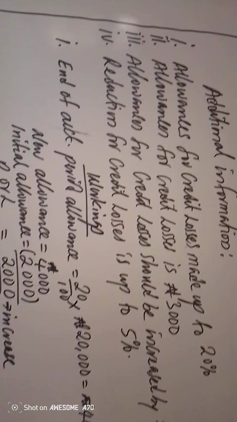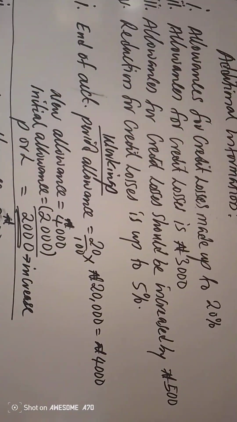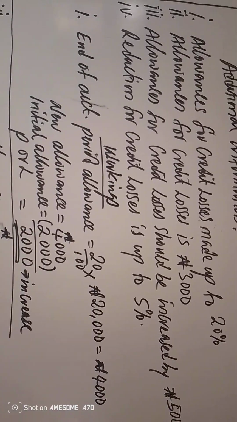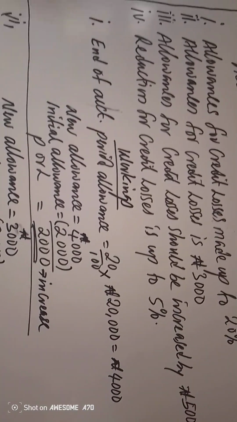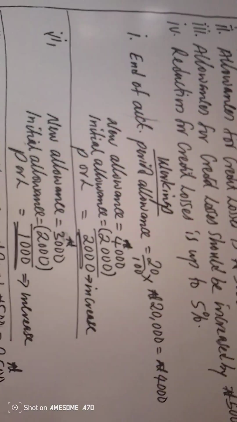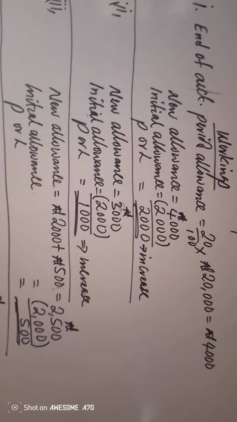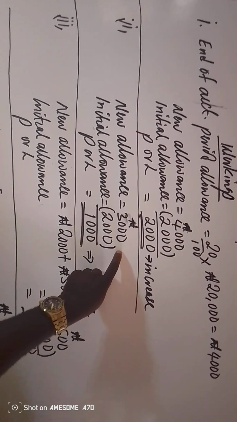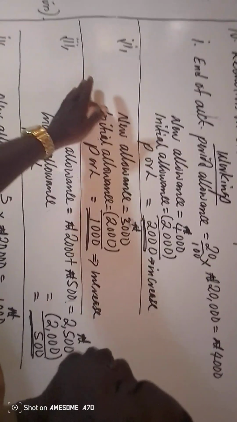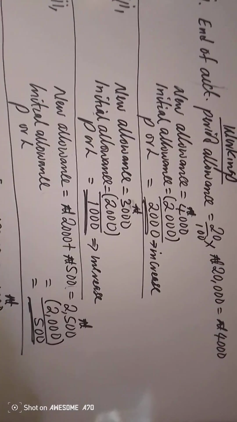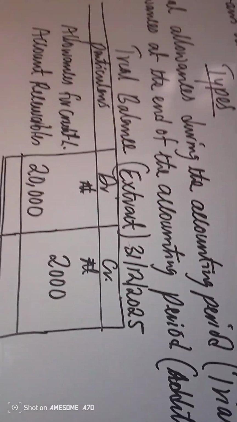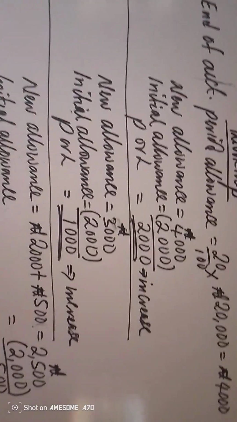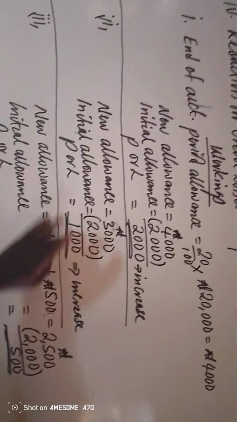But here, the examiner will not hide it, the question will make it straight that allowances for credit losses is 3,000. We are not going to calculate any percentage. Here it is straightforward. It's just for you to make a comparison between the initial allowance and the new allowance. So you pick the new allowance in the additional information, mentioned as 3,000. Then pick the initial allowance, which was already given from the previous year, which is 2,000. Subtract 2,000 from the new allowance of 3,000, given directly by the question, and you get a difference of 1,000.